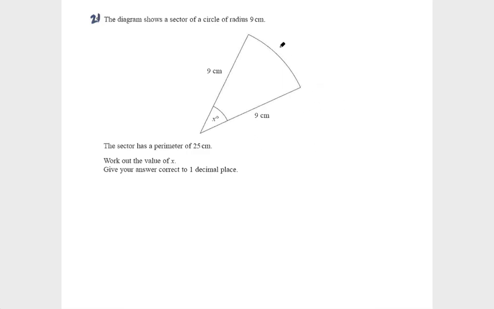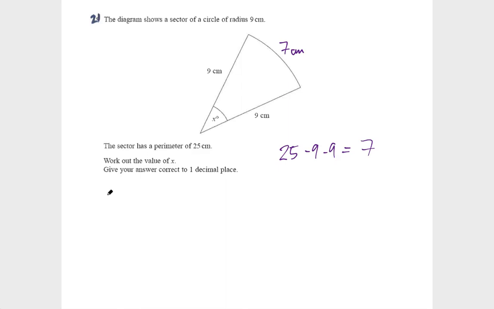So first of all, we need to work out the value of this arc here. There is nothing to do with area in any of this question. Area isn't mentioned. So first of all, I'll do 25 minus 9, which gives me 7. So that is 7 centimeters on that length there.